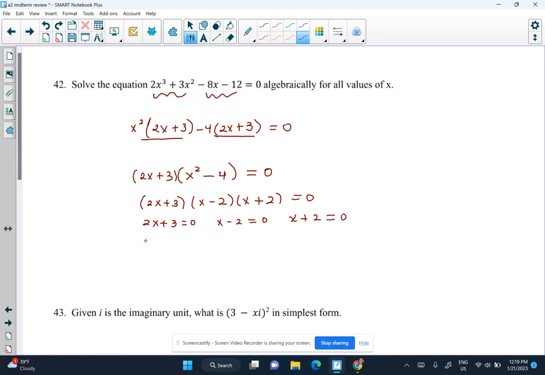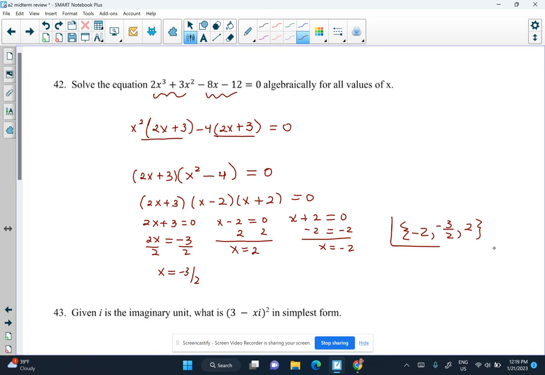And I solve for x. I subtract 3 from both sides. I get 2x equals negative 3. Divide both sides by 2, and I get x is equal to negative 3 halves. I add 2 to both sides. I get x equals 2. I subtract 2 from both sides. I get x is equal to negative 2. And so my final answer is negative 2, negative 3 halves, and positive 2. And that's the answer.